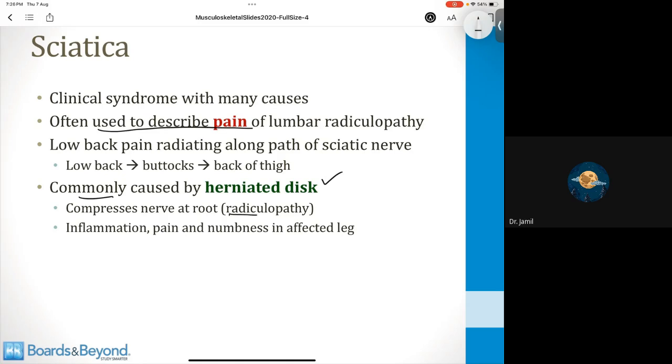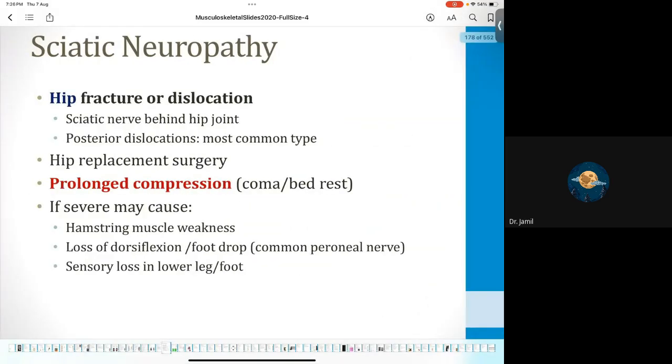Okay, it's going to lead to inflammation, pain, and numbness in the affected area, right? So that's simply a radiculopathy, right? So we discussed that sciatic neuropathy is going to be due to hip fracture or dislocation. Which dislocation? Posterior dislocation, right? Any kind of hip replacement surgery or prolonged compression, for example, coma or bed rest, can also compromise your sciatic nerve, right?